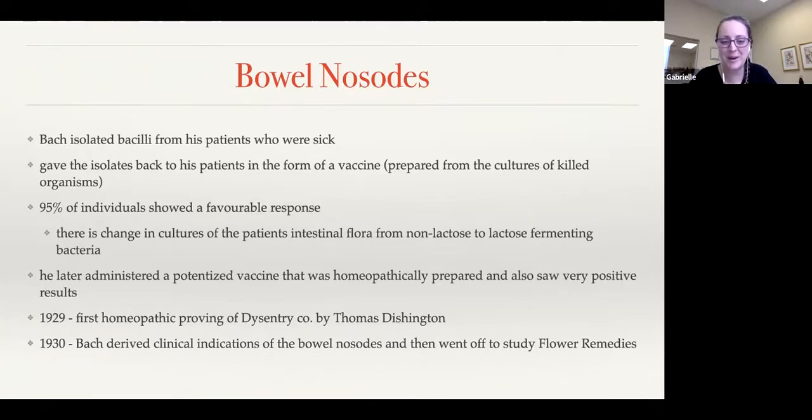This is why we're talking about bowel nosodes in homeopathy today. And the first homeopathic proving of dysentery Co. by Dishington was completed in 1929. And following that, Bach derived the clinical indications for the bowel nosodes and went off to study the Bach flower remedies.